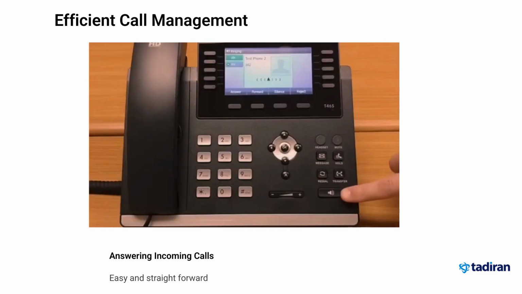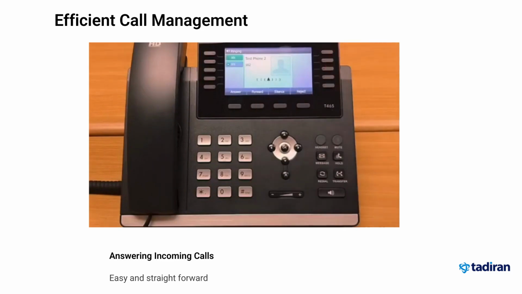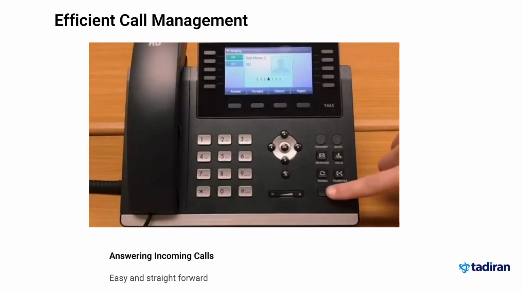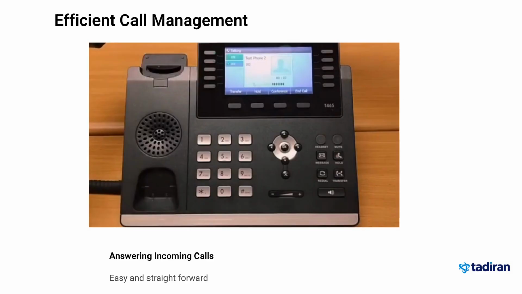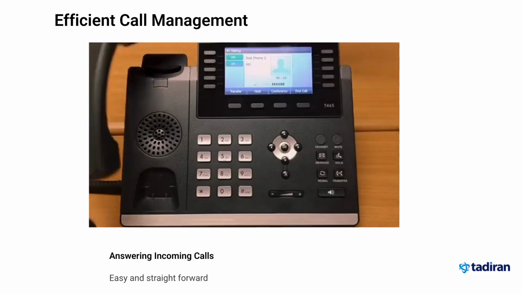Your other options are forward, which lets you forward the incoming call to another extension, or reject, which sends the caller straight to voicemail. If you answered the call on speakerphone, you can switch it to your handset by simply picking it up. The symbol at the top left of your screen indicates whether your audio is coming through the handset or the speakerphone. Pressing the speaker button when the handset is in its cradle will hang up the call.